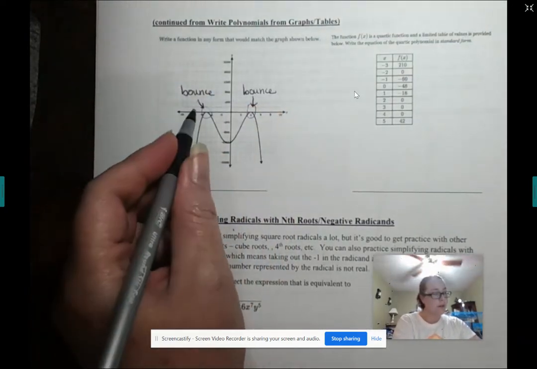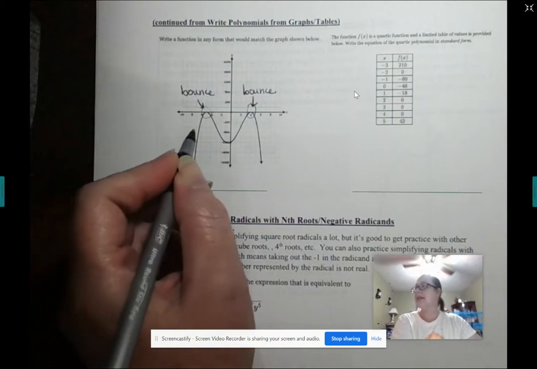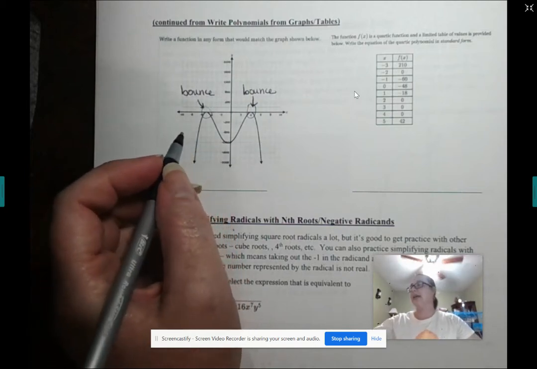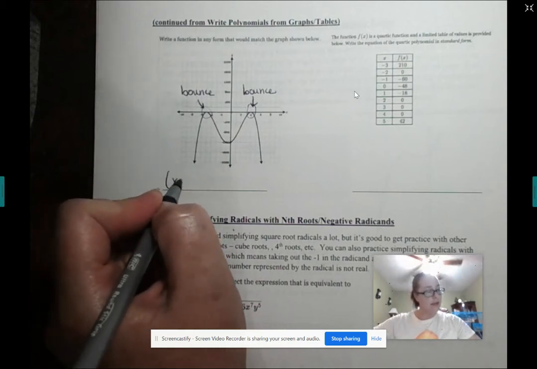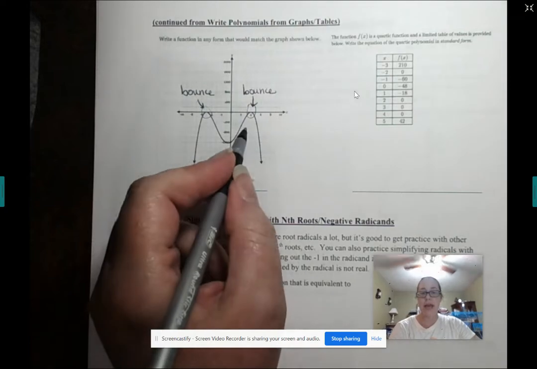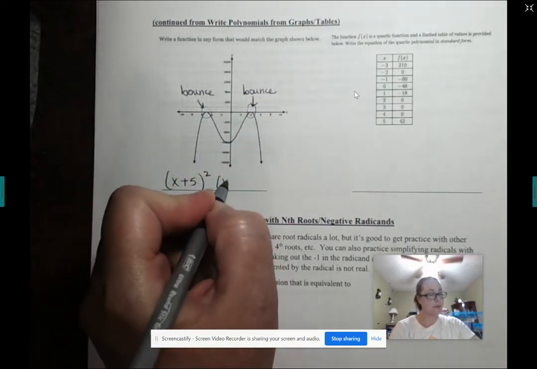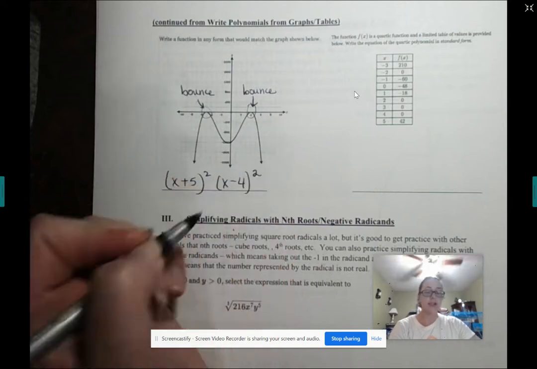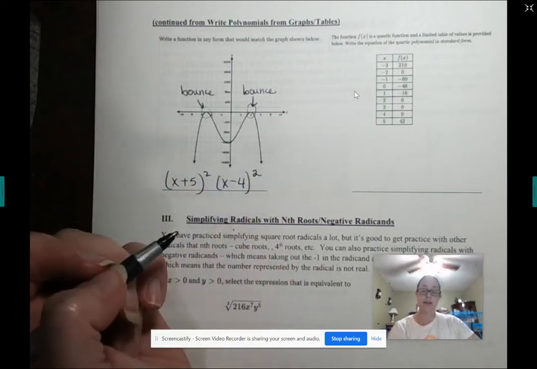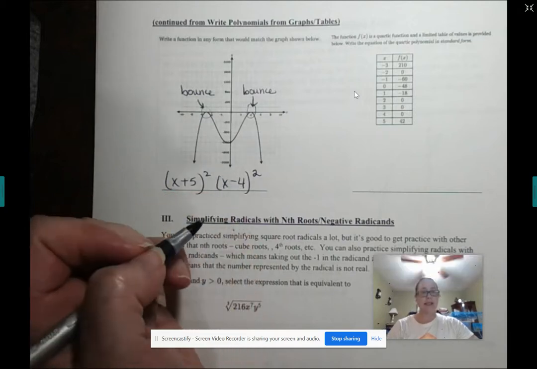So what I'm going to do to show that the bounce happens, or that repeat x value happens, this x value that's at -5 would look like this. It's going to be written twice, or you can just write it squared. And this root that's a +4 as a factor would be written as x - 4. And to show that it bounces there as well, I'm also going to include a second power to show the repeat root. And that's it. That's all I have to do.